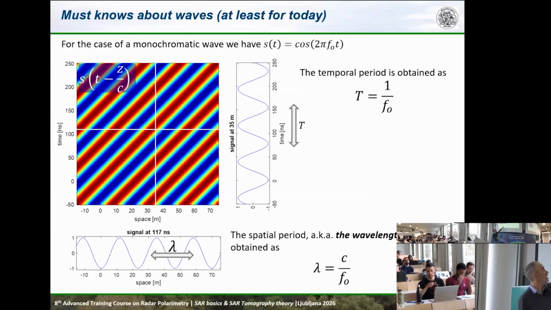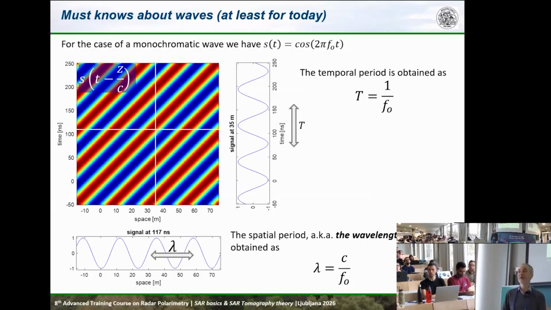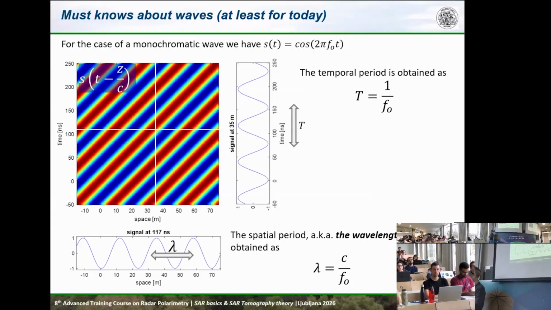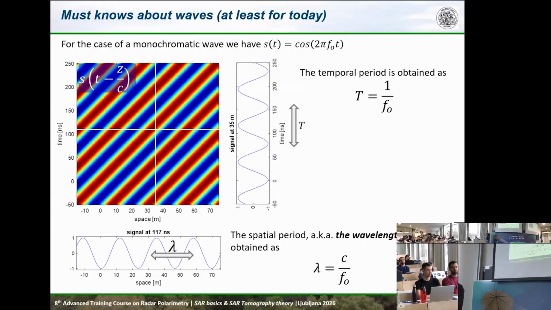In this case, the spatial period, also known as the wavelength, is given by the ratio of the propagation velocity over f0. So when you speak about waves, you probably know it. The electromagnetic people tend to speak in terms of frequency, optical people in terms of wavelength, but it's exactly the same.